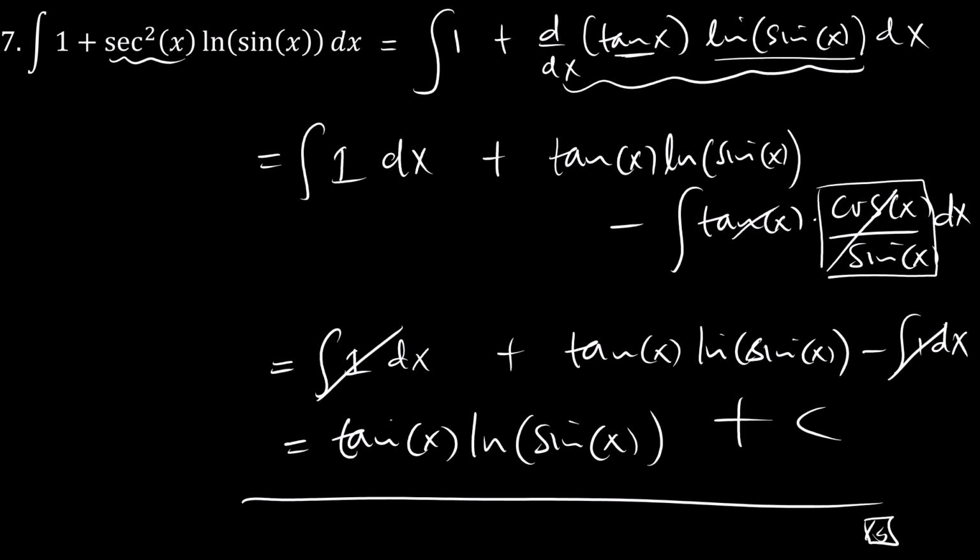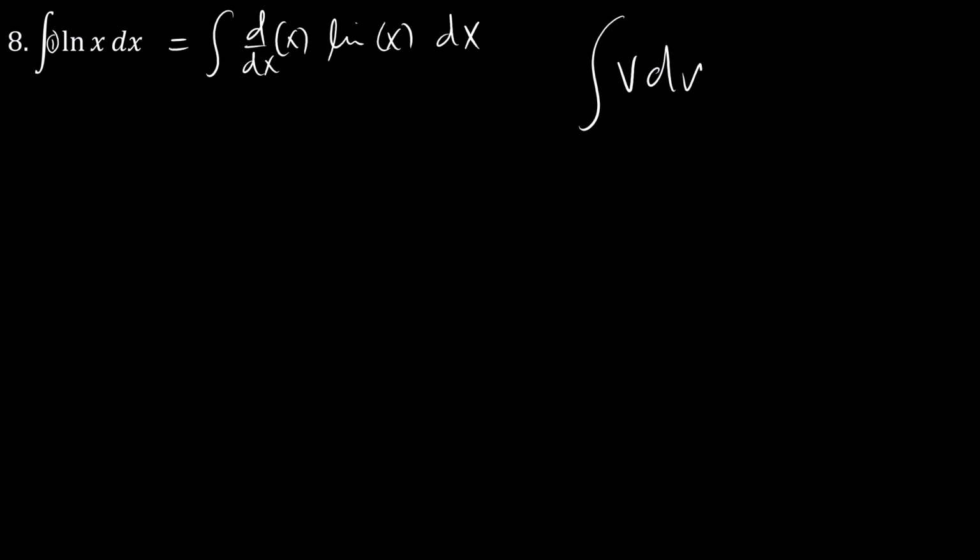So moving to problem number 8. Number 8 happens to be the indefinite integral of the natural logarithm of x, which can also be expressed, since there is a hidden 1 here, as the integral of 1 times the natural logarithm of x. Now, using integration by parts, v du is equal to uv minus u dv.